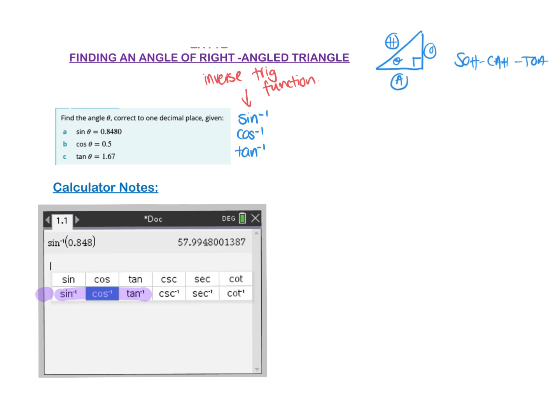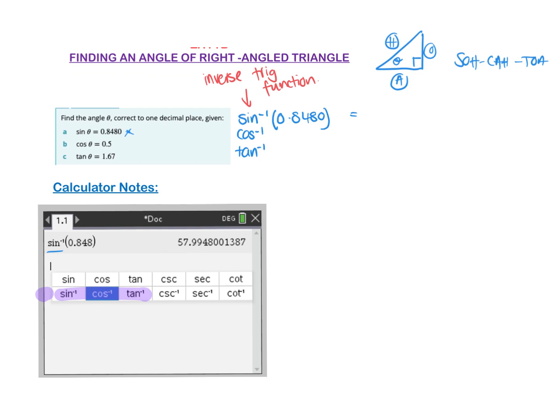Okay, so in that first question, when they're saying sine angle equals this, what they've said is they've already divided the opposite side over the hypotenuse and got that number. So when you want to find the angle, you press the inverse sine button in your calculator, and then in the brackets you put the number they gave you, which was 0.848, and you can see that it ends up being 57.